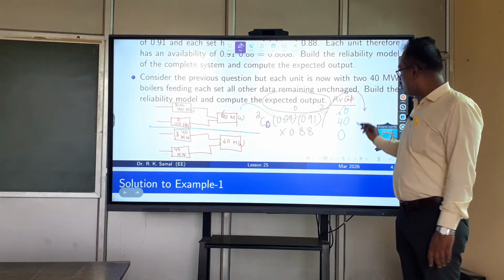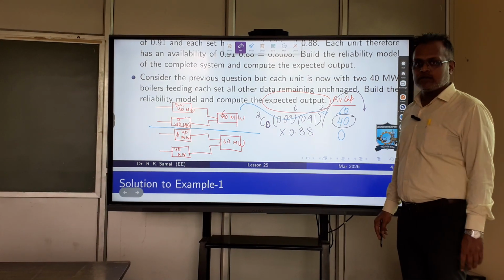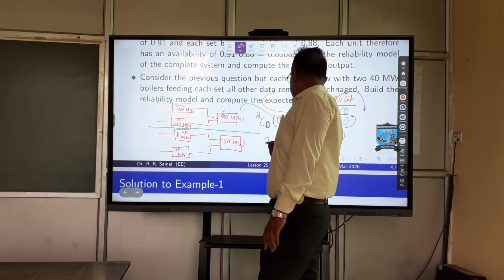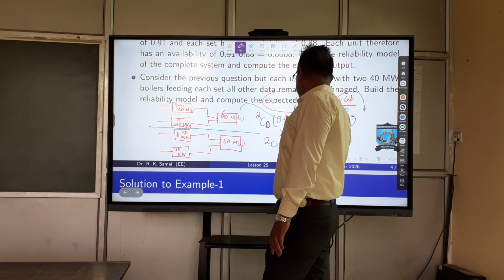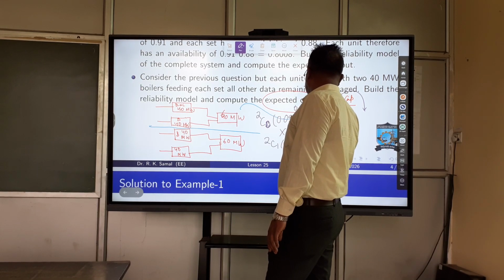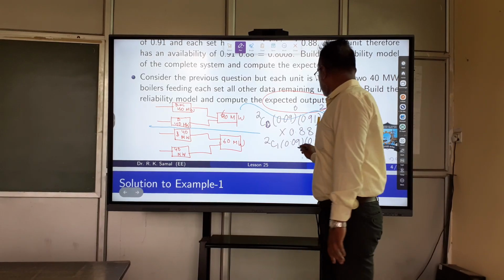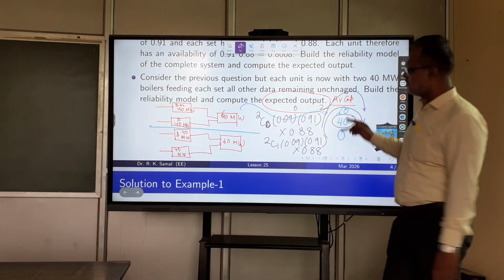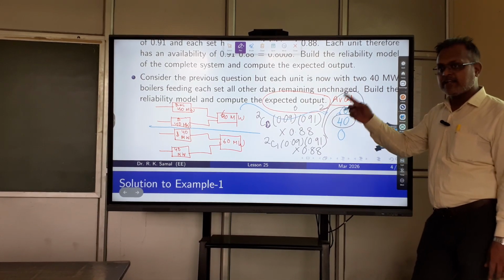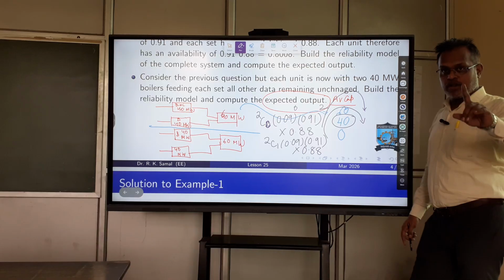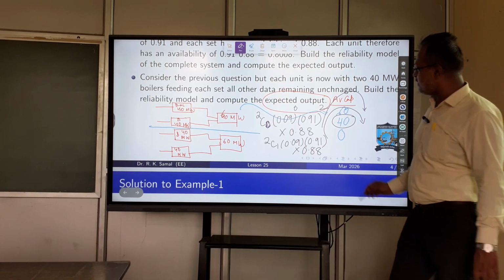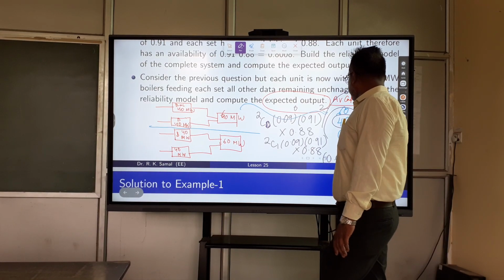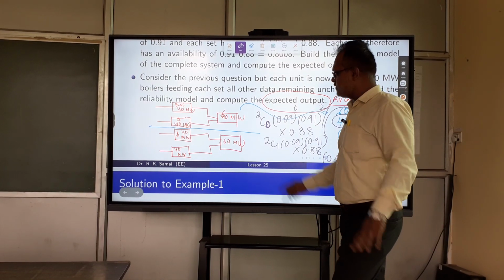What about when 40 megawatt will be available? Either one boiler should be on. That means 2C1 into 0.91 into the unavailability, so that is this, 40 megawatt available, because at least one boiler is on. Now suppose both the boilers are off. That means it is the third case, it will be 0.09 squared, because two boilers are out means both are unavailable.